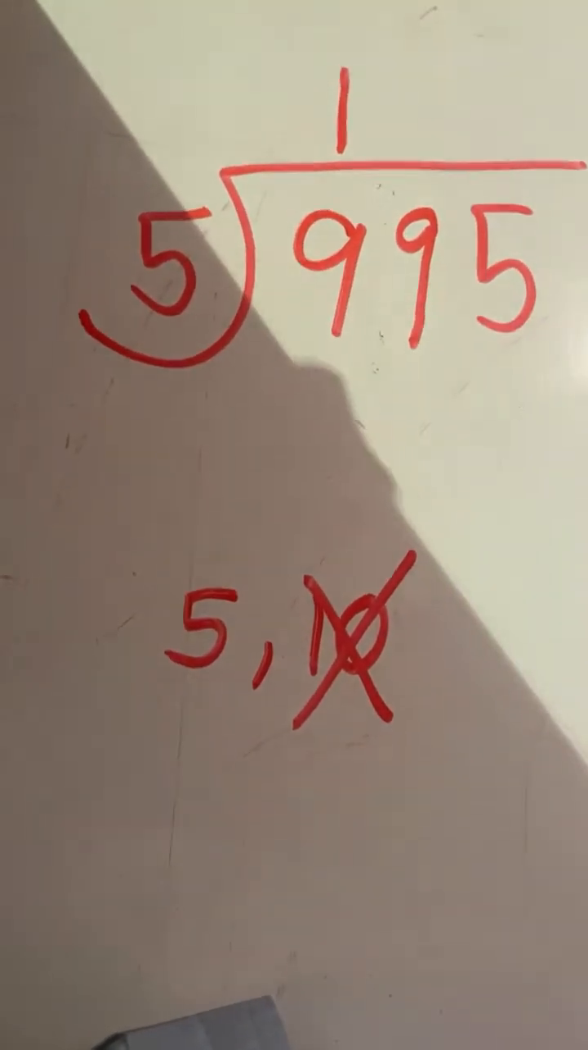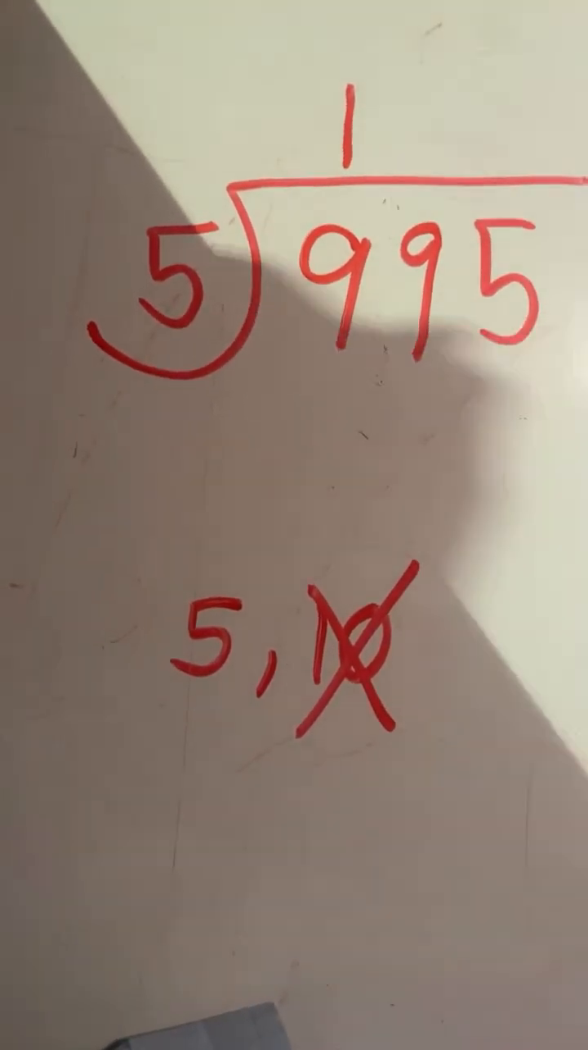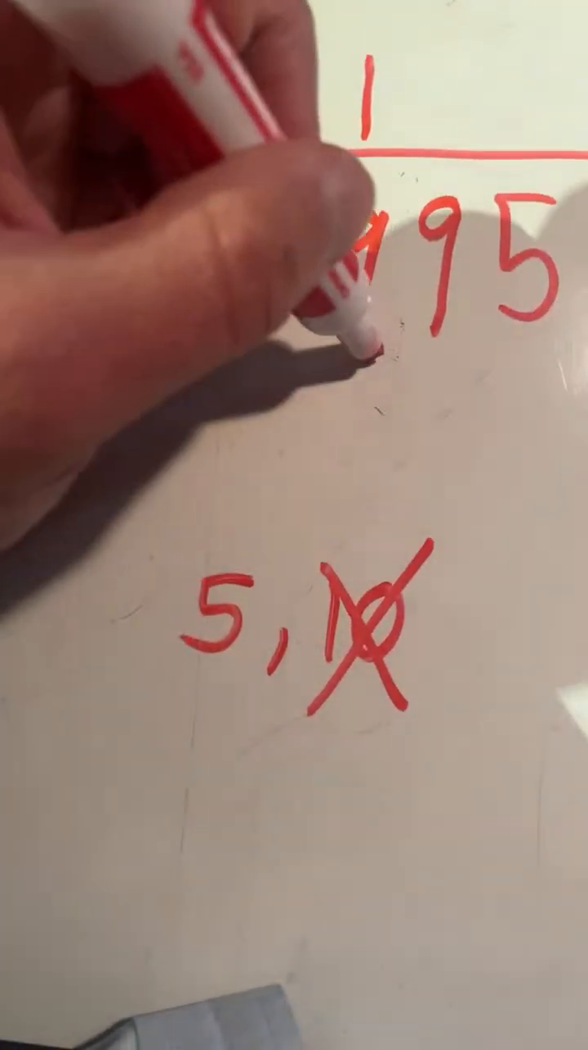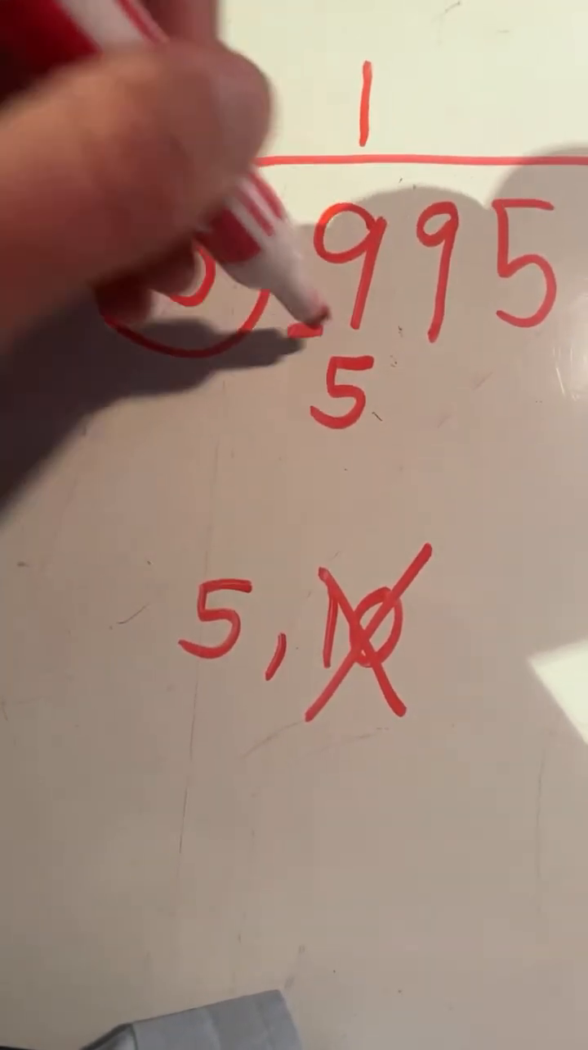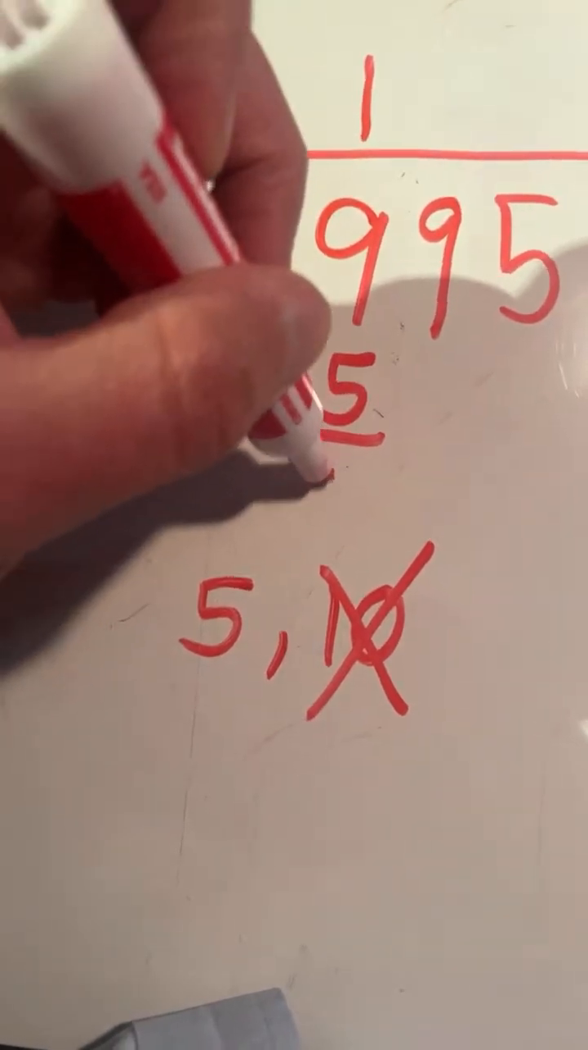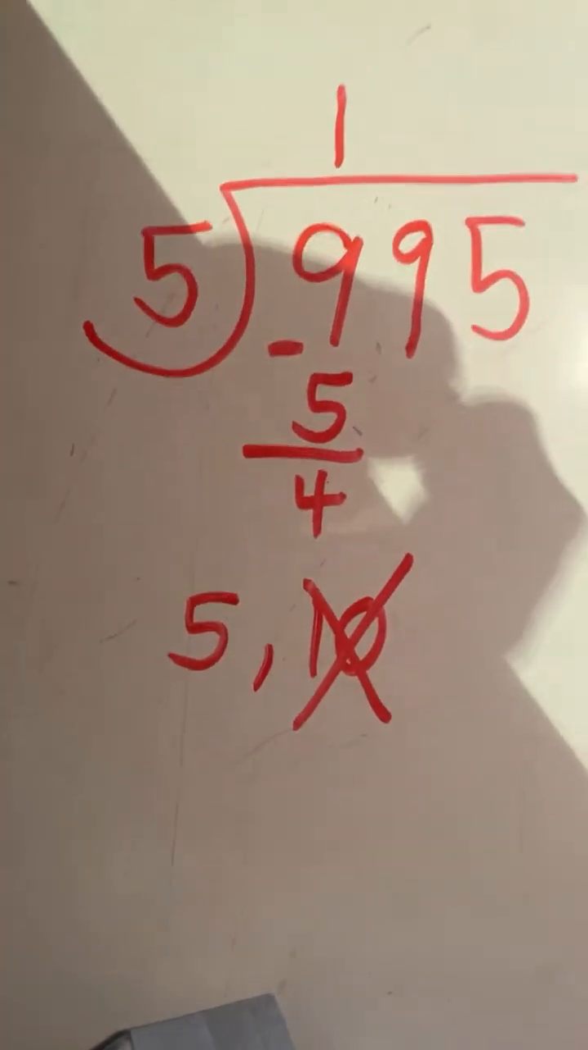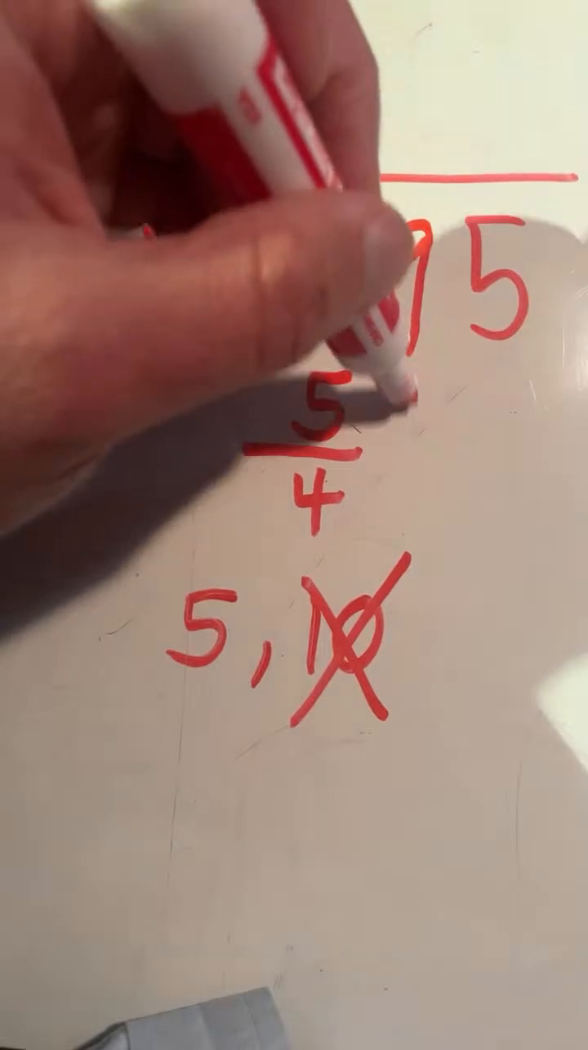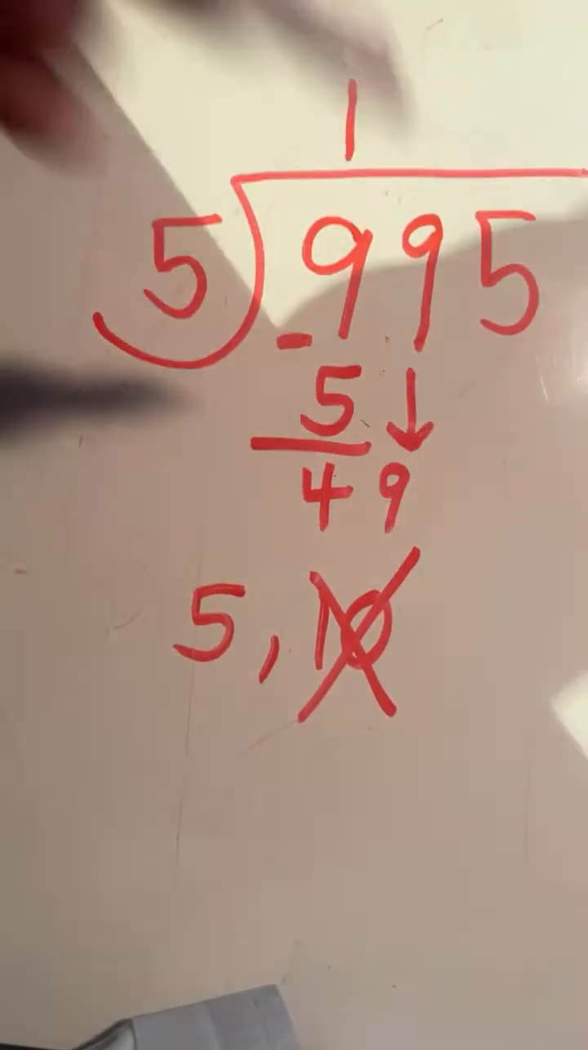Now 5 was as close as we could get to 9 without passing 9 and going over, so 5 is what we have to subtract to find our remainder. 9 minus 5 equals 4. Next step is we bring down the 9. That 4 becomes a 49.